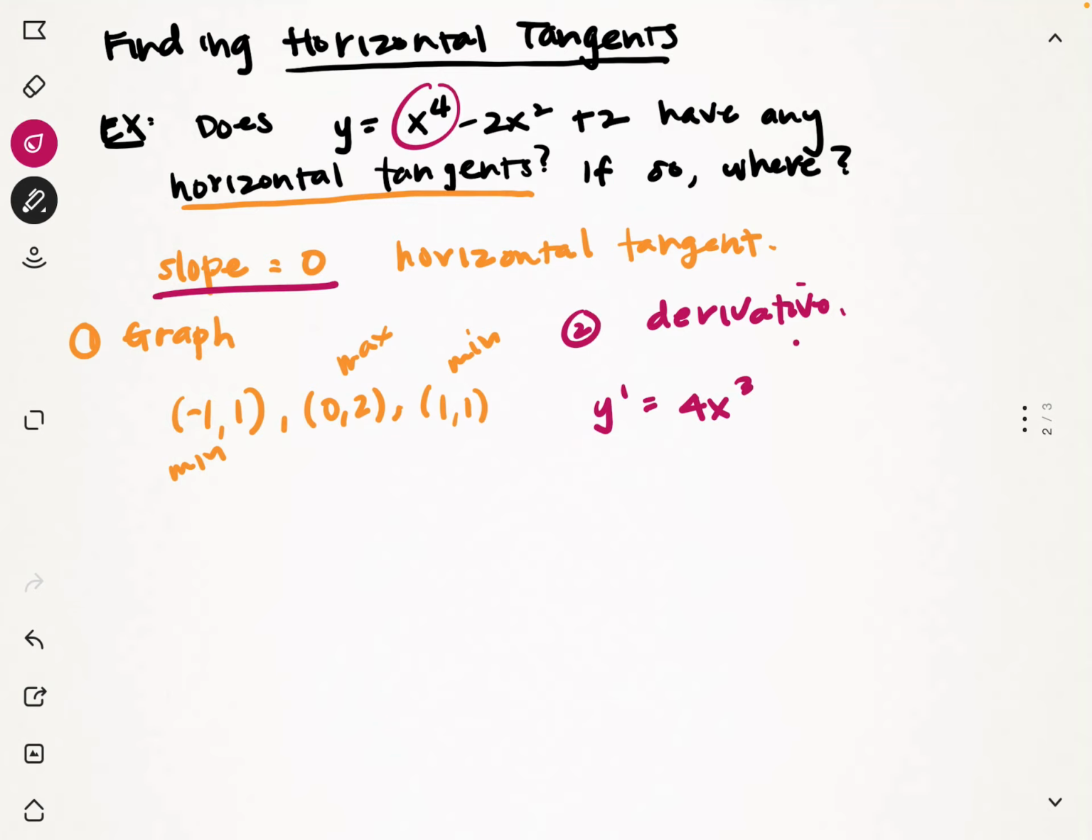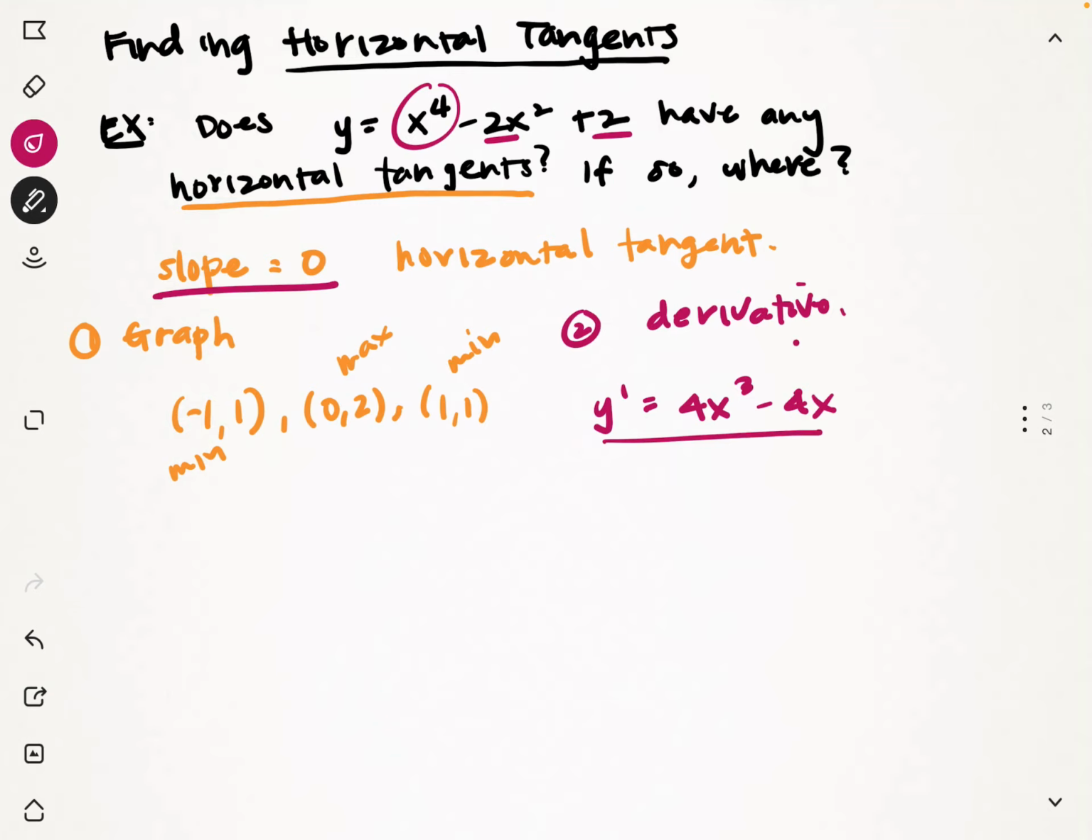And then the derivative of 2x squared is 4x. And then the derivative of 2 is 0, right? So the derivative of the whole function, x to the fourth minus 2x squared plus 2, is just 4x cubed minus 4.